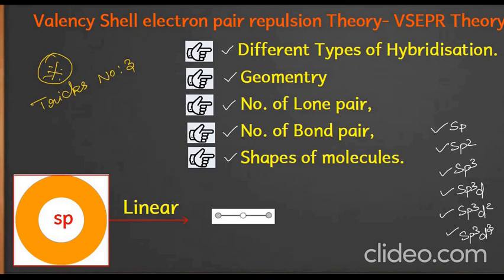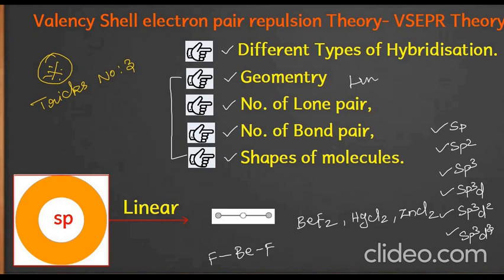Now we are just going to focus on the last 4, that is geometry, numbers of lone pairs, numbers of bond pairs, shapes of molecule. Let's discuss one by one. Here the first one is sp hybridization. The molecules of sp hybridization are BeF2, mercury chloride, zinc chloride, and here the central atom has 2 atoms, that is fluorine. These are all linear shapes, and here the geometry is linear.